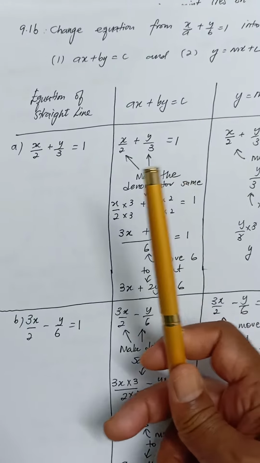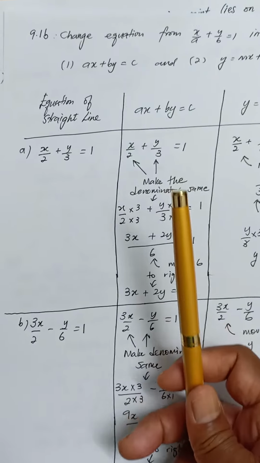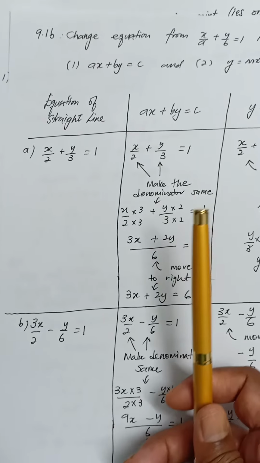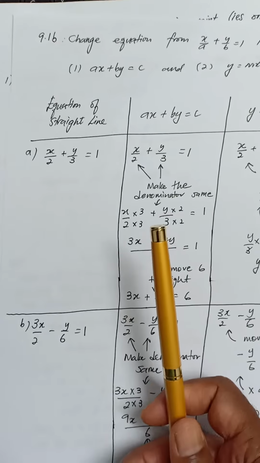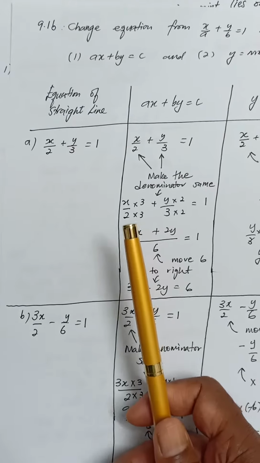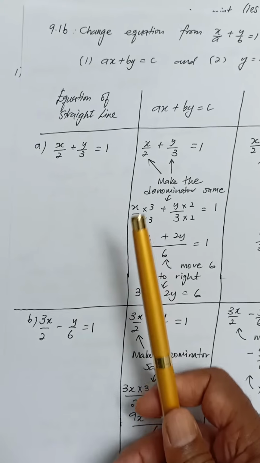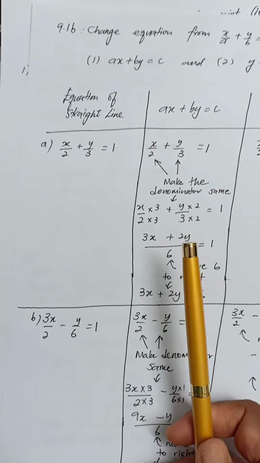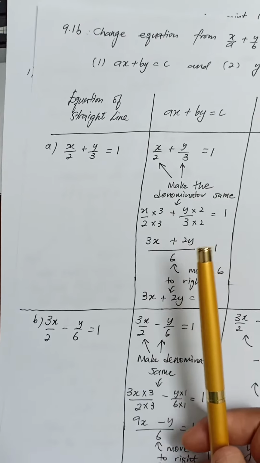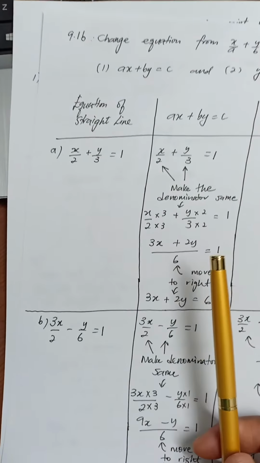So what I do, this denominator 2 and 3, I must make all the denominators the same. So the LCM is 6, right? So you times here by 3, times here by 2. Can you see that? So the top part here becomes 3x and this becomes 2y. Both denominators become 6, right? So under one roof it becomes 6 equals 1.